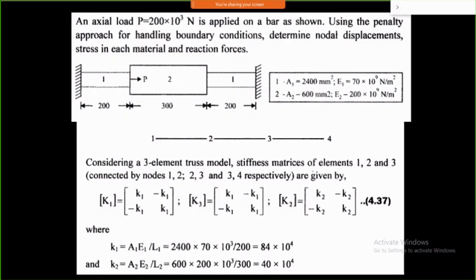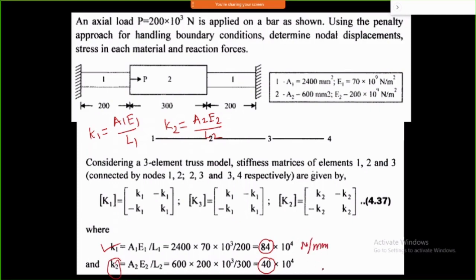Then the next task is to assemble it. So this is nothing but a solved part of it. K1 is A1 E1 upon L1, and K2 will be A2 E2 divided by L2. So you can substitute the K1 value, you get 84 into 10 raised to 4. The K2 value will be 40 into 10 raised to 4, and the unit of this is typically Newton per mm.